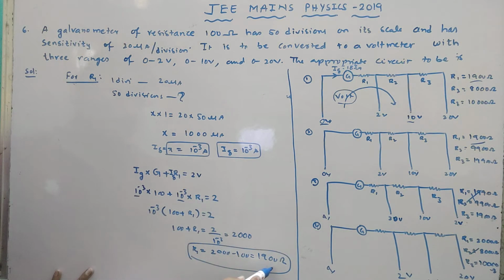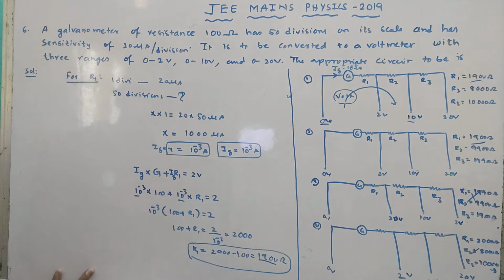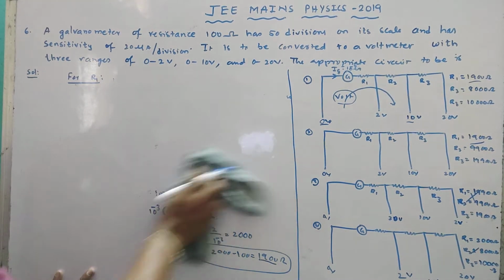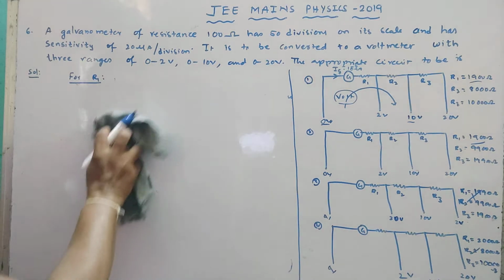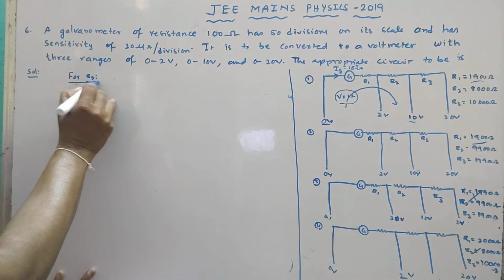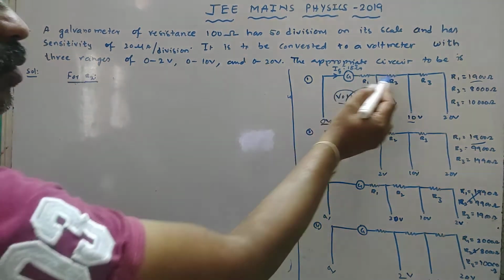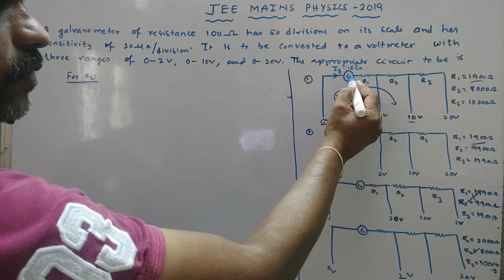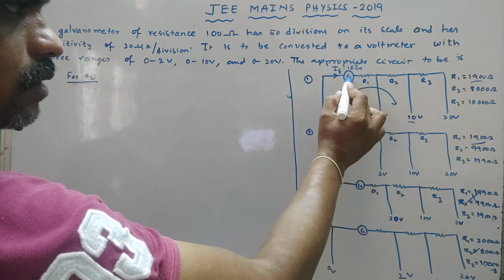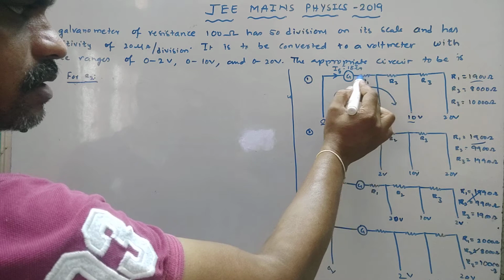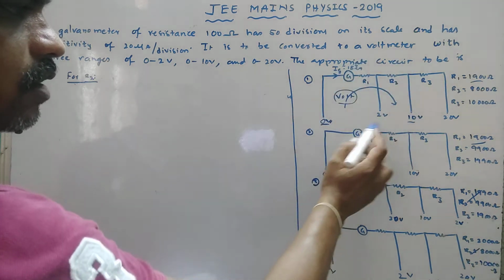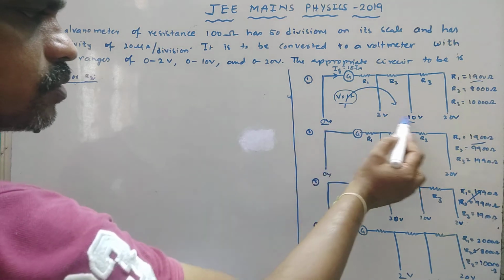So I calculated here 1900 ohm. Then I am moving to R2. See, the R2 resistance is connected with the galvanometer in series connection. So in between the volt, the R2 resistance is connected in series with the galvanometer. So the galvanometer is converted to a voltmeter with the range 0 to 10 volts.